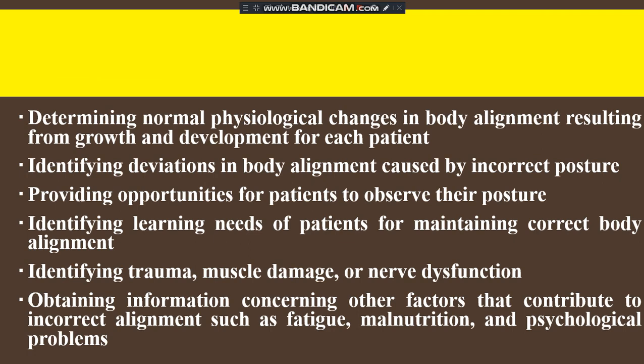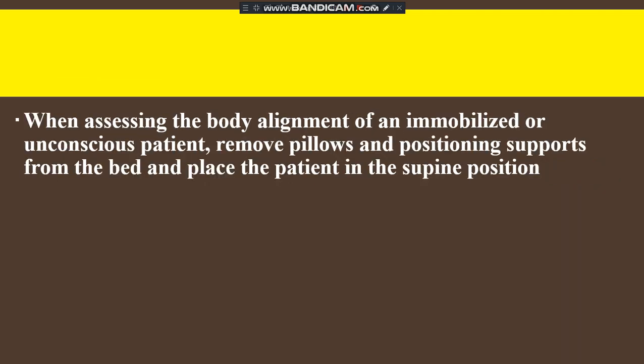Then we have to identify the deviations in body alignment caused by incorrect posture, provide opportunities for the patient to observe their posture, identify learning needs of the patient for maintaining correct body alignment, and identify trauma, muscle damage, or nerve dysfunction. We also obtain information concerning other factors that contribute to incorrect alignment, such as fatigue, malnutrition, and psychological problems.